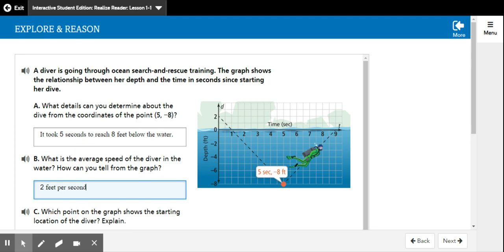And how can you tell from the graph? I mean, it's rise over run, right? So for every 2 feet down, it's 1 second to the right. 2 feet down, 1 second to the right. Slope of the graph.